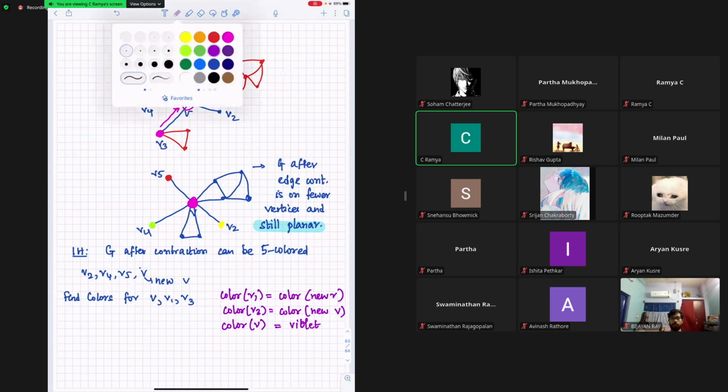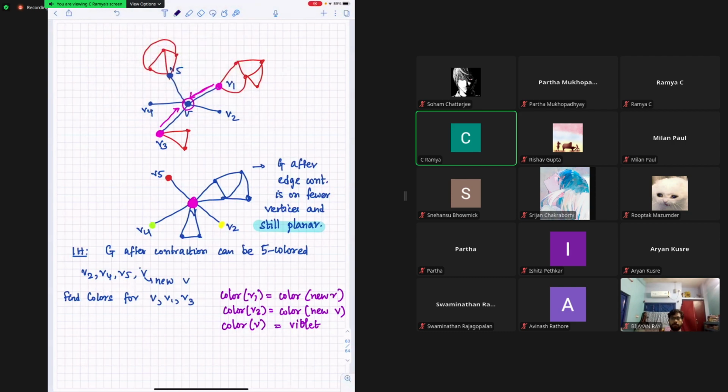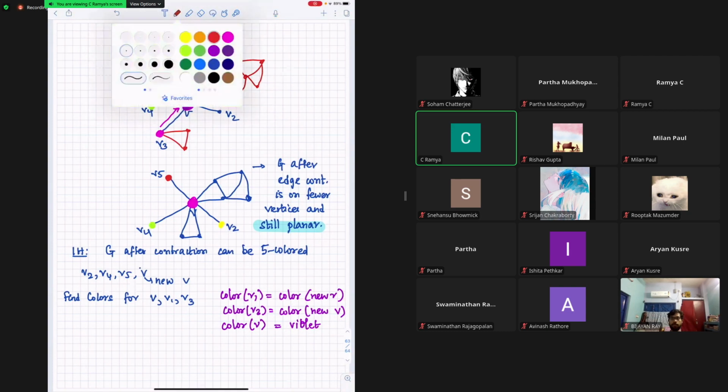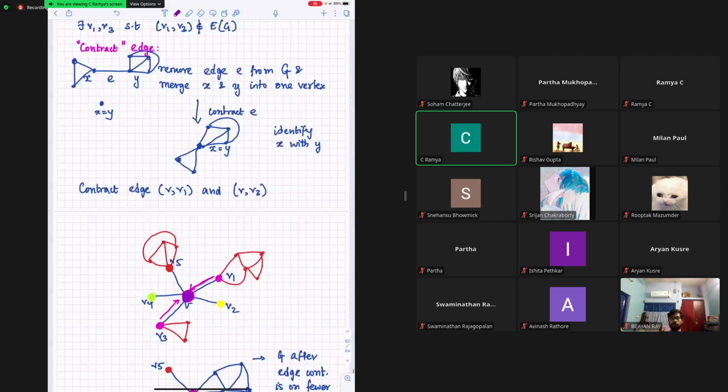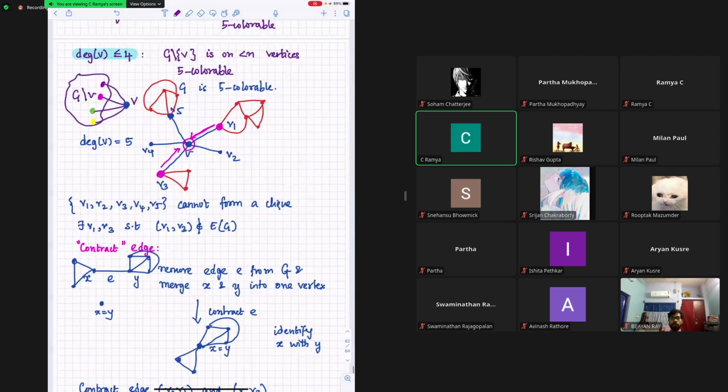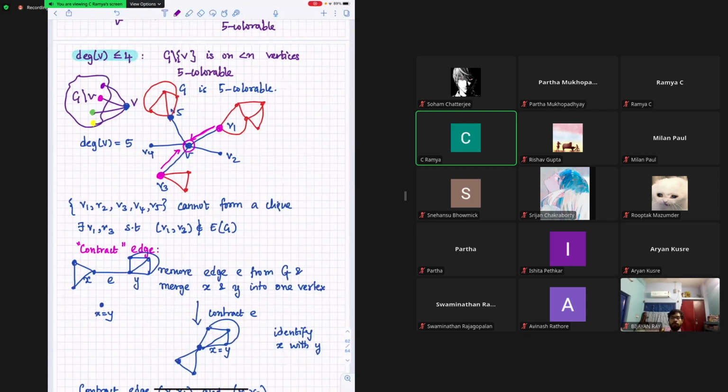In essence, in the original graph, what you'll get is the following. Let's say that V will, in the end, get purple color, and V1, V3 get pink color, and V4 gets green, V5 gets red, V2 gets yellow. So you have used 5 colors. The color of every other vertex will be taken care of by induction. So this proof I just demonstrated so that you understand what edge contraction is. You may have to see that later on also.